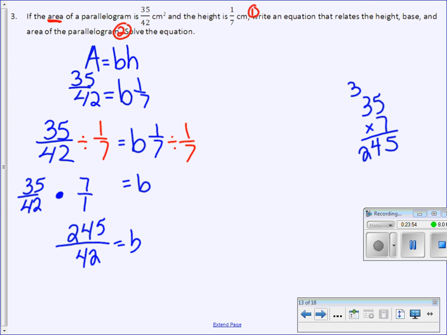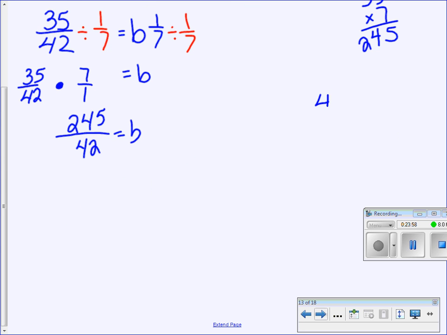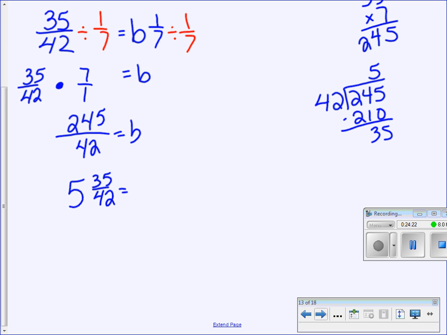No, I cannot have an improper fraction. So I'm going to come to my margin or grab my handy-dandy calculator. And I know that 5 times 42 is 210. So I have 35 left over. So this becomes 5 and 35 over 42 equals B.